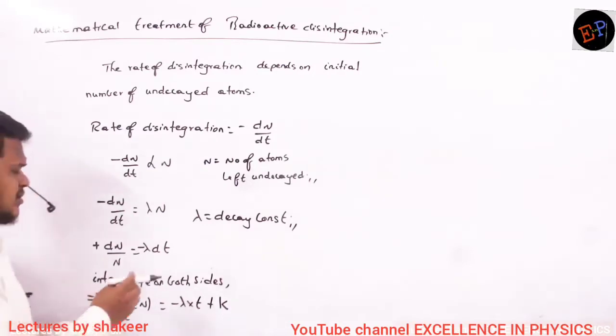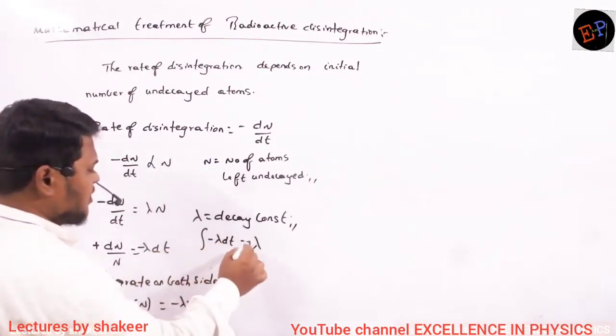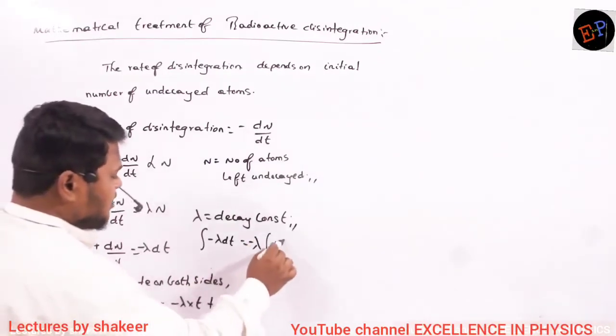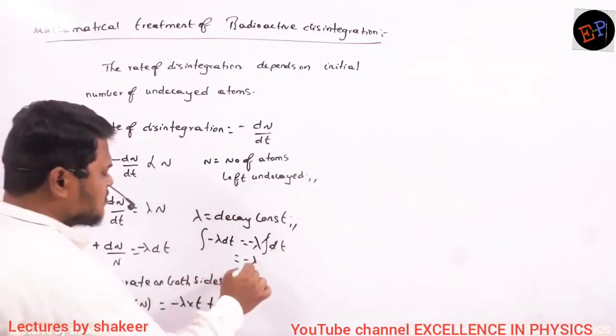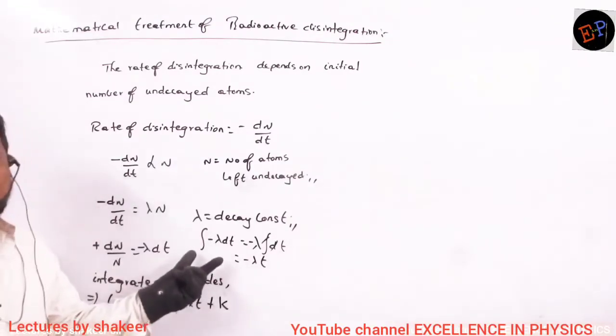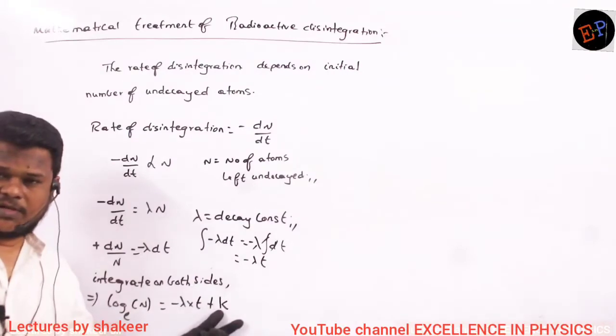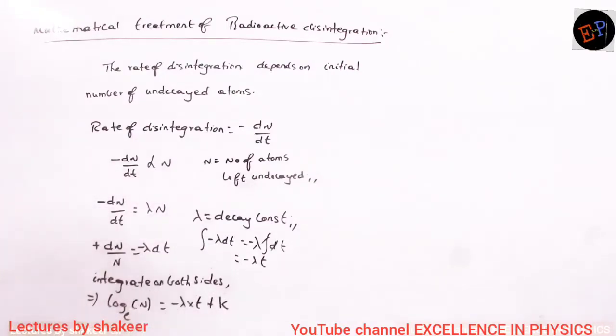Are you able to understand now? So here, the integration of minus lambda into dt: lambda is a constant, so I take it out of the integration. The integration of dt gives t, since integration and differentiation cancel. So minus lambda into t. But the initial conditions may also be present, so after every integration you have to write a constant. That constant I am taking to be K.